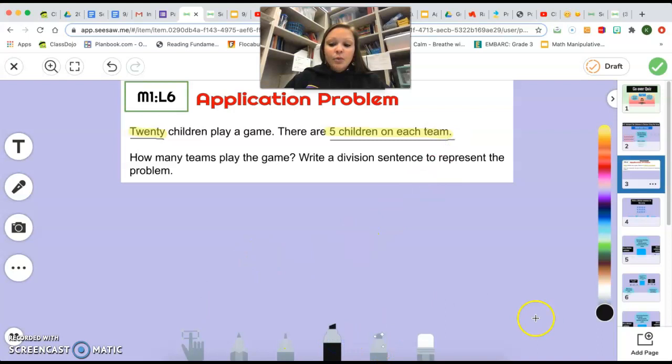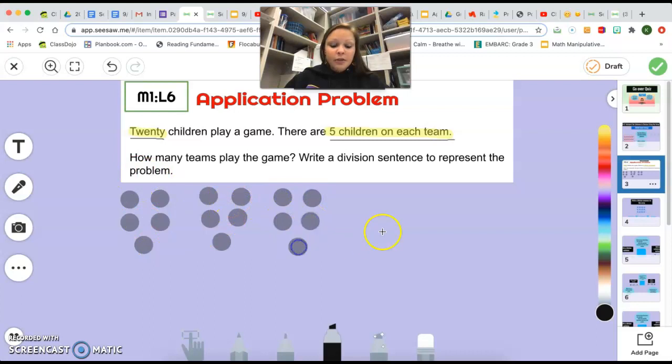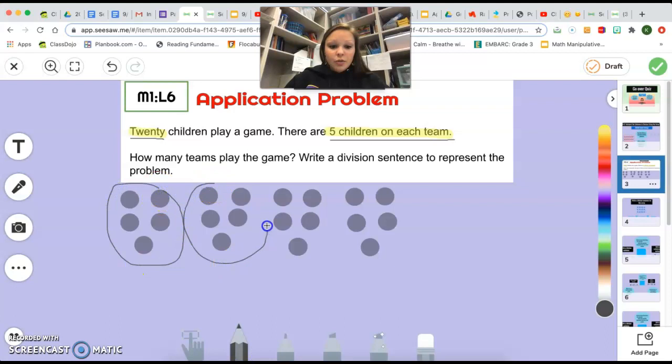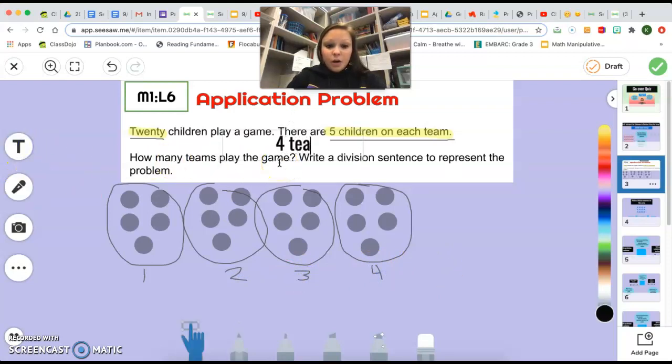So I'm going to draw equal groups of 5 until I get to 20. So here's one group of 5. Here's another group of 5, and we know 2 groups of 5 is 10. 3 groups of 5 is 15. And 4 groups of 5 is 20. So I have a total of 20 children. And if there's 5 on each team, then I circled my groups, and I know I have 1 team, 2 teams, 3 teams, 4 teams. So I know the answer to my first question is 4 teams.